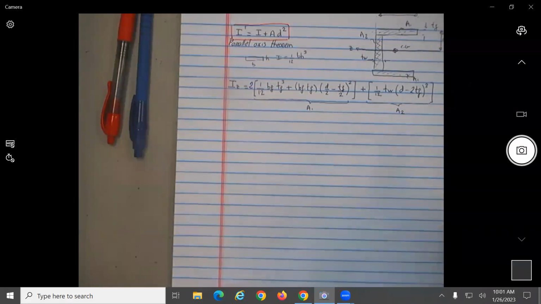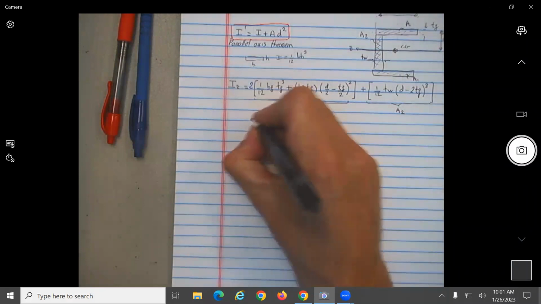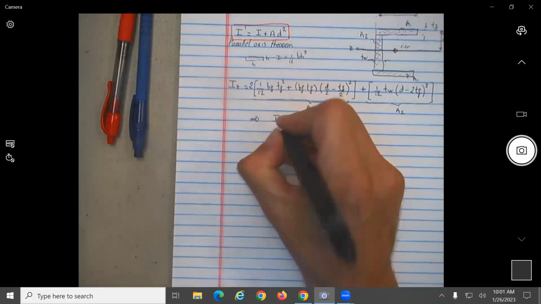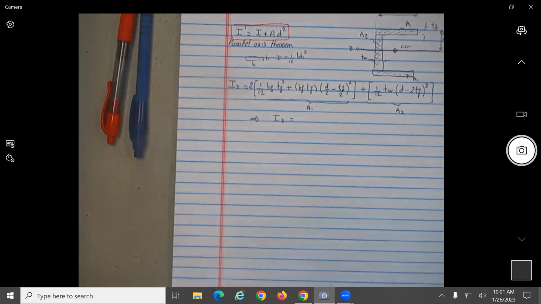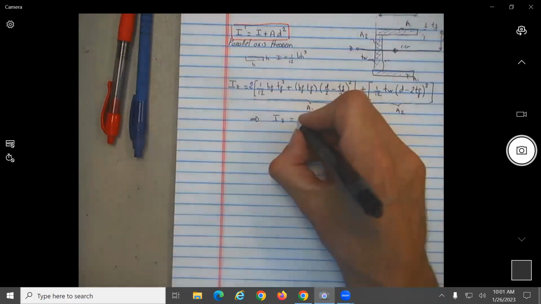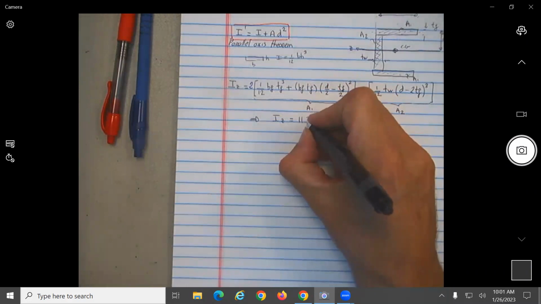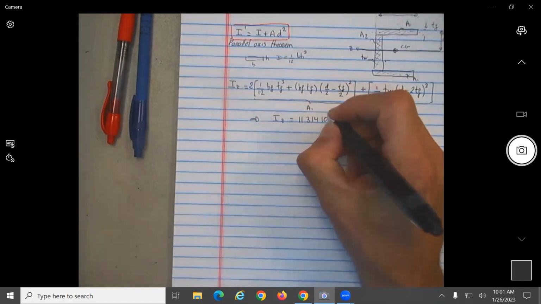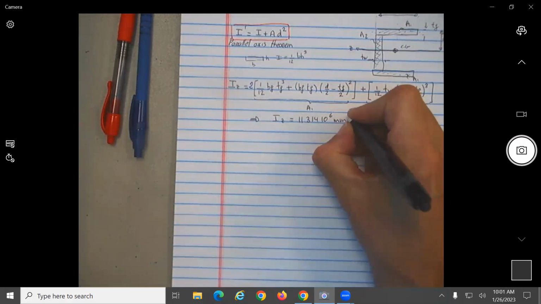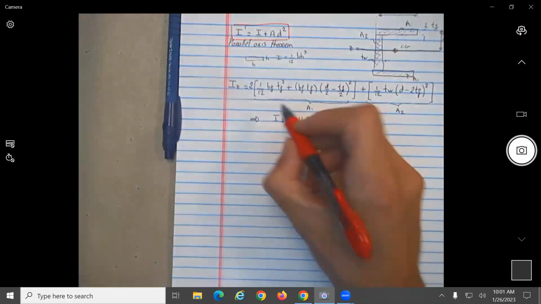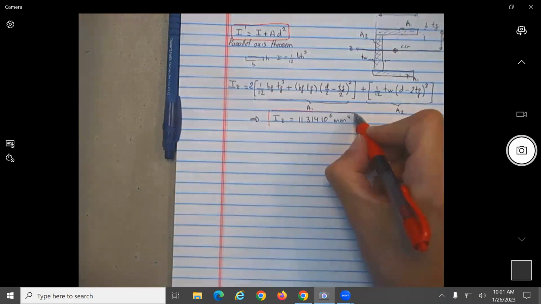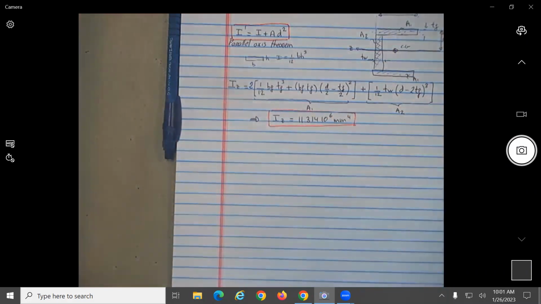Because now that we have done Iz, I give you the value after the substitutions. If you substitute the values, I have the value here. That gives you, this should be equal to 11.314 times 10 to the 6 millimeters to the 4. Okay, so remember the I is resistance to bending about one axis, or resistance to rotation about one axis. So this one is about the Z axis.